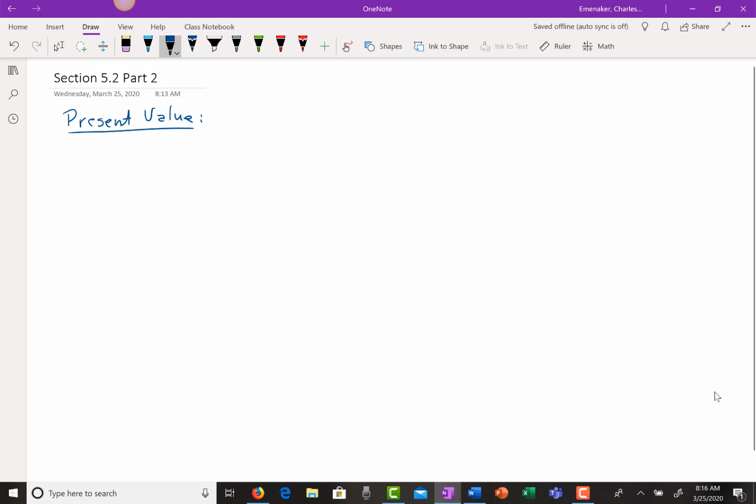In the previous portion of the section 5.2 presentation, we looked at future value. The idea there is if you take some amount of money and you invest it, and you come back at a later point in time, what will the value of that investment be worth? And hopefully it will have grown. Because that's talking about something in the future, it's referred to as future value.